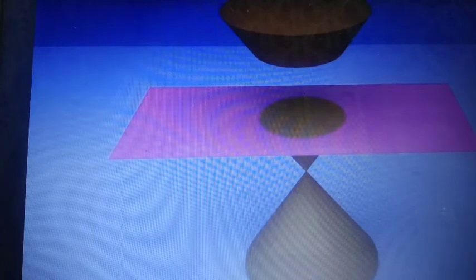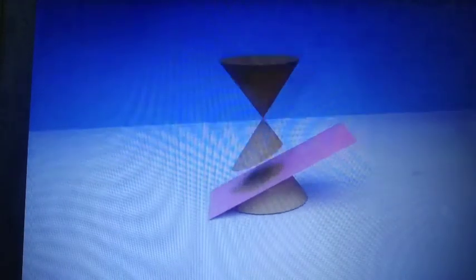For the first angle, we are going to take a very flat plane which is at an angle of 0 degrees. When we cut our cone using this, we get a circular shape. As you can imagine very well, we are going to have a circle at every level, at every layer in the cone.